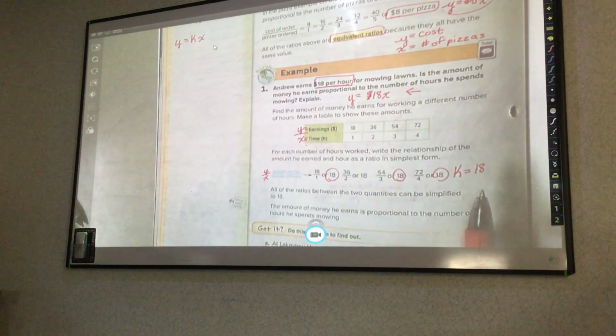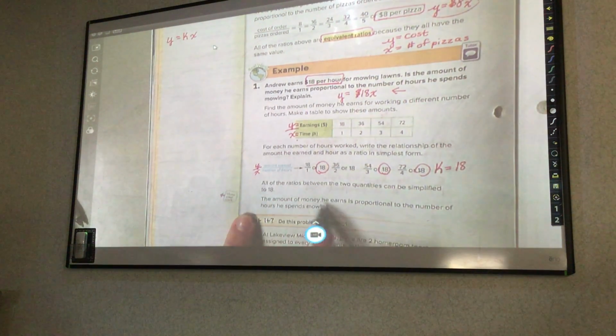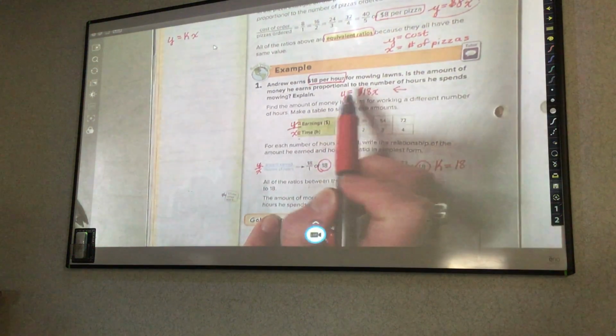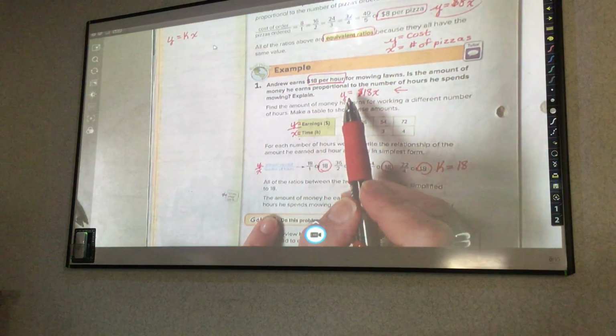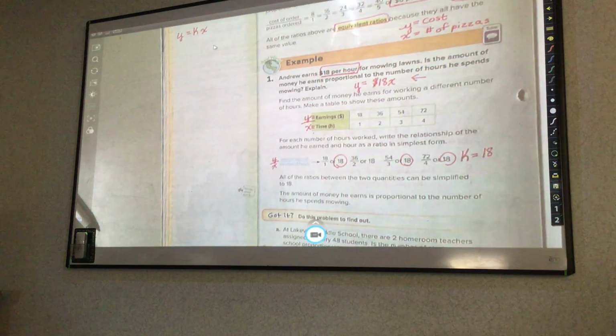All of the ratios between the two quantities can be simplified to 18. The amount of money he earns is proportional to the number of hours he spends mowing. Because we have this, it's going to be proportional. So let's do another example.